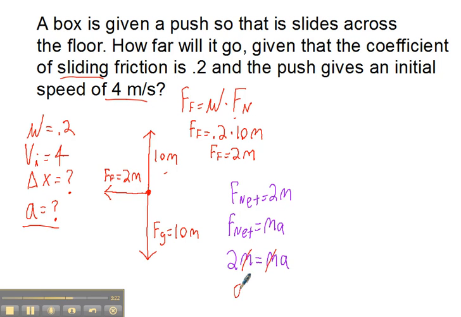All right, so a equals 2. Or you could also think of it as negative 2 because it's in the backwards direction. This force was sort of like negative 2m. So just keep in mind that it's in the backwards direction. All right, now we can find delta x because we finally have a. So I like this formula.